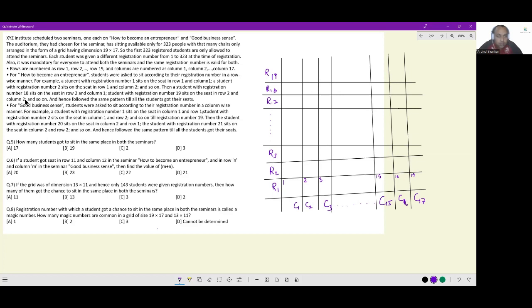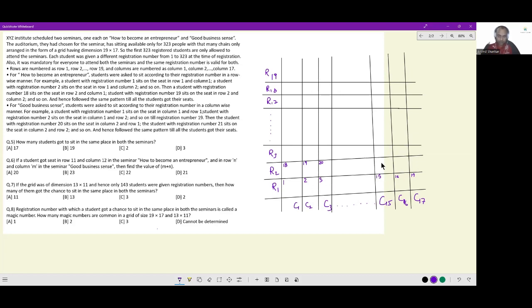The students are asked to sit according to registration number in a row-wise manner. For example, a student with registration number 1 sits in row 1, column 1. Student with registration number 2 sits in row 1, column 2, and so on. Then a student with registration number 18 sits in row 2 and column 1. So student with registration number 18 will sit here, 19 will sit here, 20 will sit here. It will keep on going.